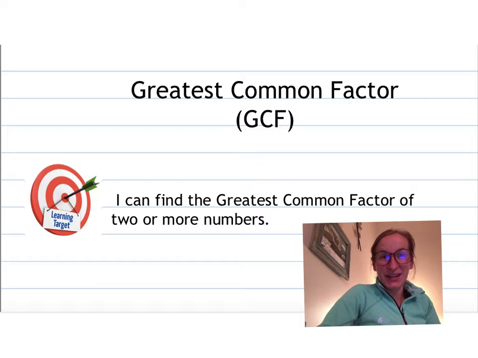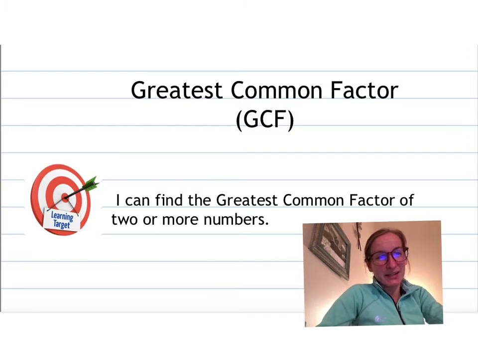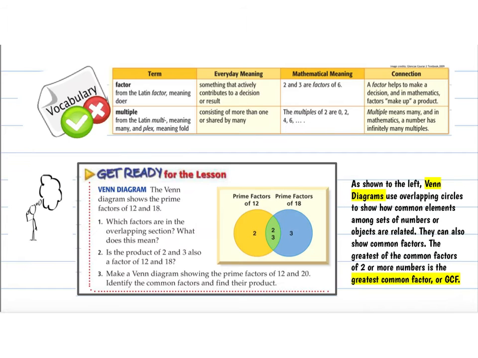Your learning target is I can find the greatest common factor of two or more numbers. We're looking at a lot of vocabulary again today. We're looking for the greatest, largest factor that numbers have in common. You can do this. Okay, so let's focus up here, first of all, on our vocabulary.